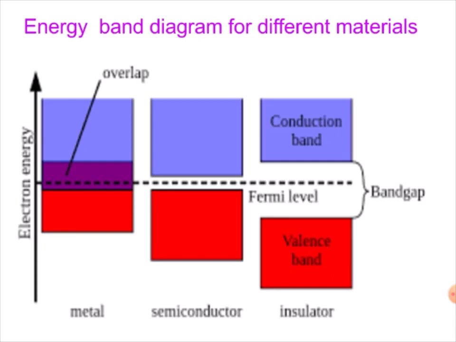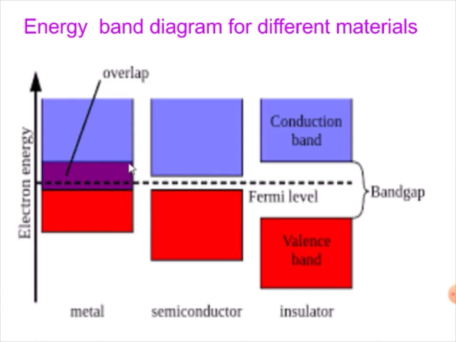But in the case of an insulator, the conductivity is less than 10 to the power minus 8 Siemens per meter. That classification is in terms of the conductivity of electric current through these different materials. But now in our case, the classification is in terms of the band diagram, the energy bands. If this direction represents the electron energy, from here to here is the conduction band, and from here to here is the valence band.